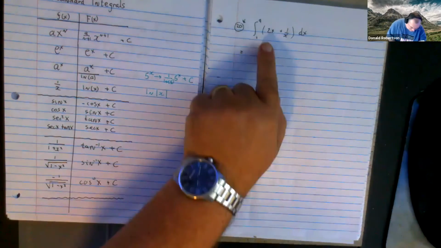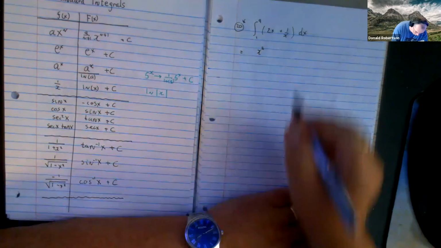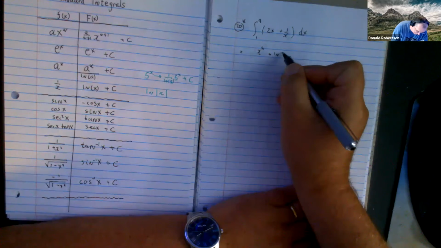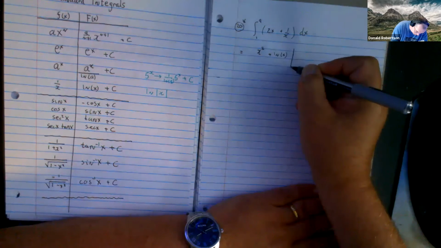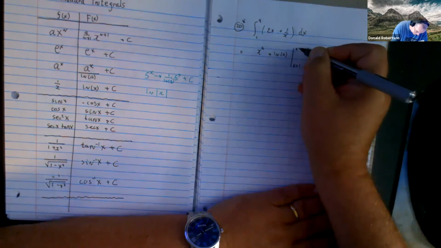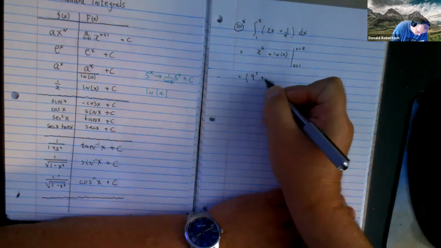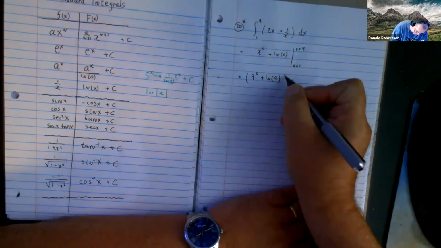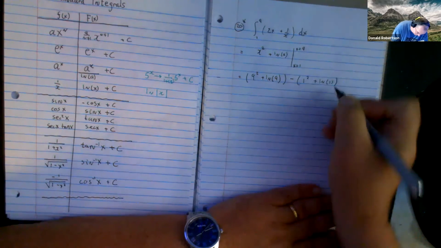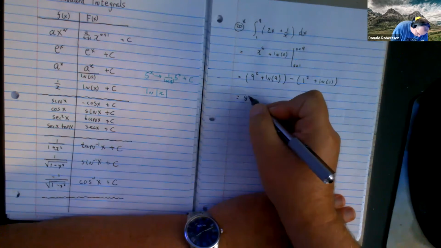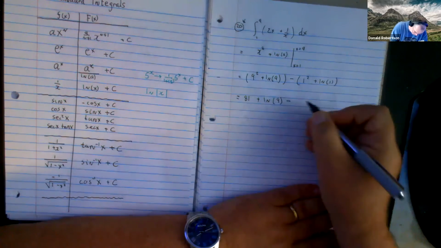So the antiderivative of 2x, right? It's a power rule. Add 1 to the power, divide by the new power. 1 over x gets your natural log of x, and that's the antiderivative. But we're not going to do the plus c now. We're going to do ones where you put in numbers. And so it's going to be 9 squared plus the log of 9, take away 1 squared plus the log of 1. And that's going to be 81 plus the log of 9, take away 1 squared, which is 1.